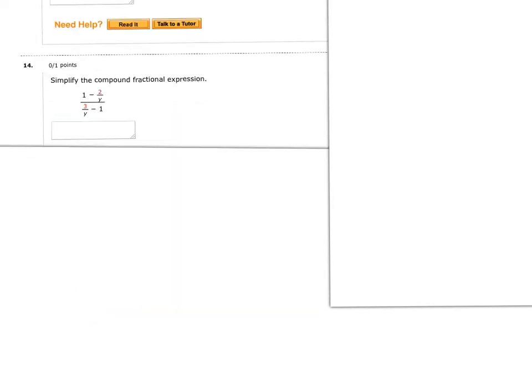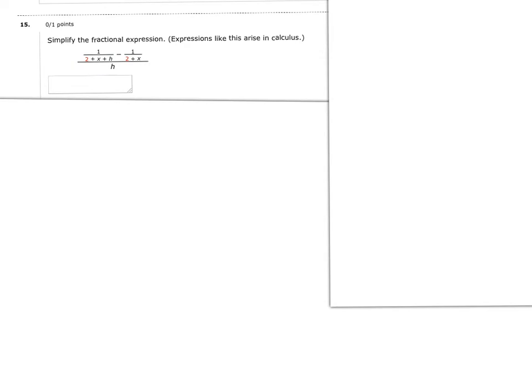All right, next up here we got the compound fraction. So for these ones, I like to simplify the numerator and denominator. So I'm going to think of this as 1 over 1. So I'd have to multiply that by y over y to get the common denominator. So that's going to be y minus 2 over the common denominator of y. And then you're going to do the same thing on bottom, and then multiply by the reciprocal and see what you can cancel.